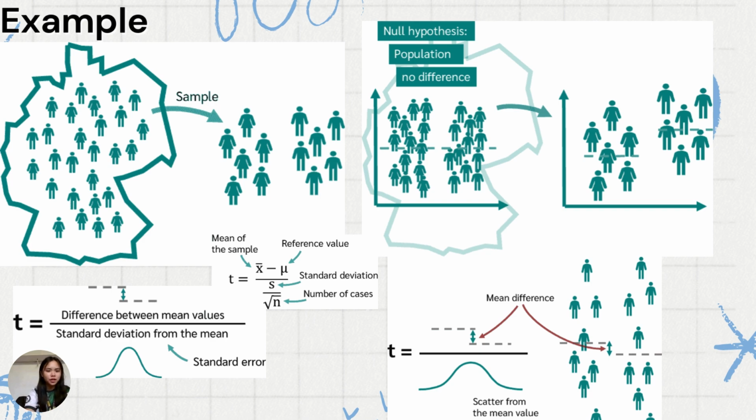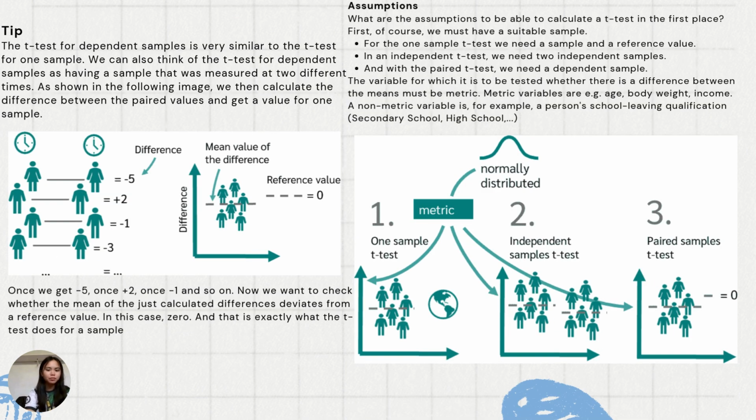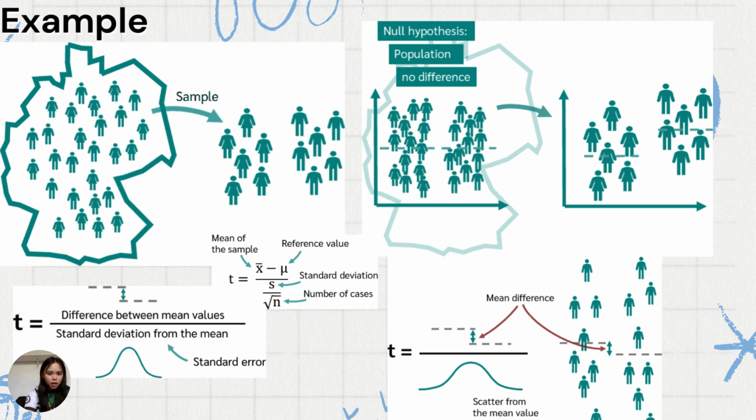This is the example of all the sample tests. Mean, and this is the formula for solving. x-bar is the mean of the sample, mu is the reference value, s is the standard deviation, n is the number of cases. T equals the difference between the mean and the reference value, divided by the standard error, which is the standard deviation divided by the square root of n.